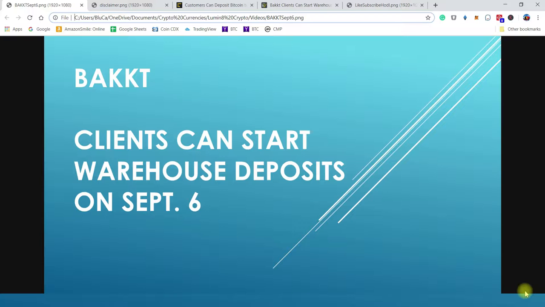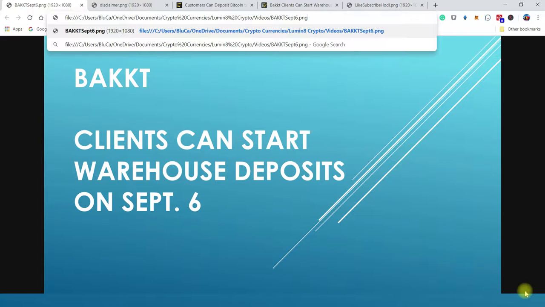BAKKT, as you may or may not know, is an exchange that's been built by Microsoft, Starbucks, and the International Continental Exchange, otherwise known as ICE, which is the company that owns the New York Stock Exchange. And BAKKT has announced that clients can start warehousing deposits on September 6th. So this is really amazing news for a couple of different reasons.